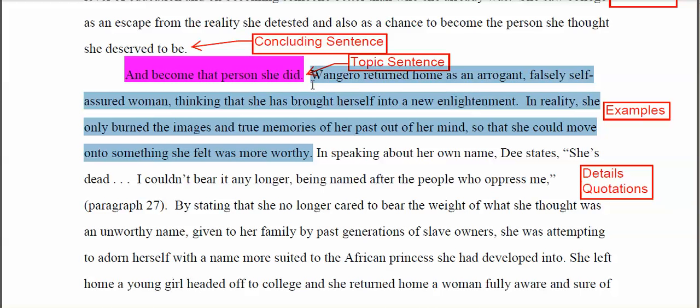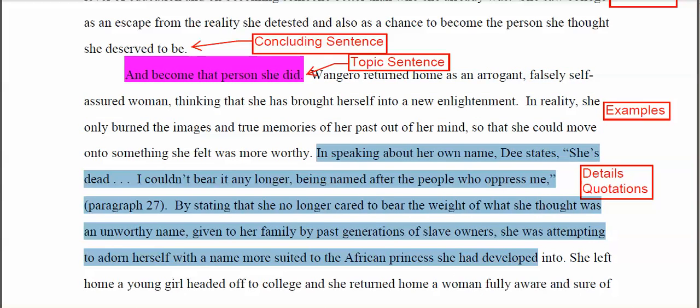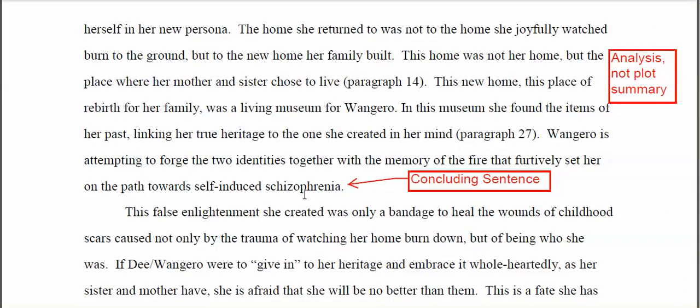Wanjero returned home as an arrogant, falsely self-assured woman, thinking that she has brought herself into a new enlightenment. In reality, she only burned the images and true memories of her past out of her mind, so that she could move on to something she felt was more worthy. That's how she explains how Dee was reborn. After that, she gives quotes and analysis to support her point. And at the end of that body paragraph, she will add a concluding sentence.